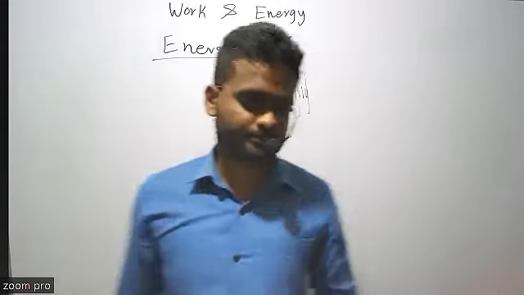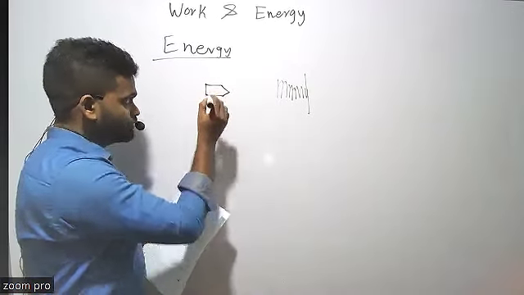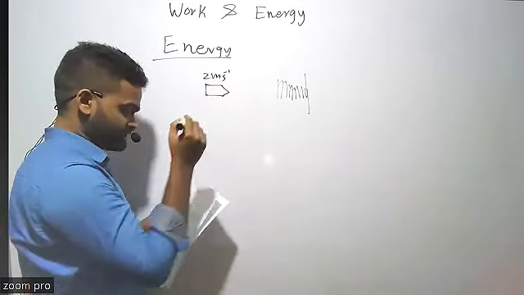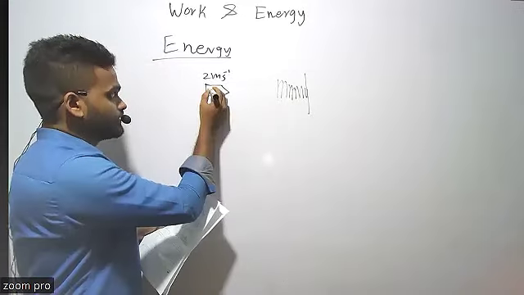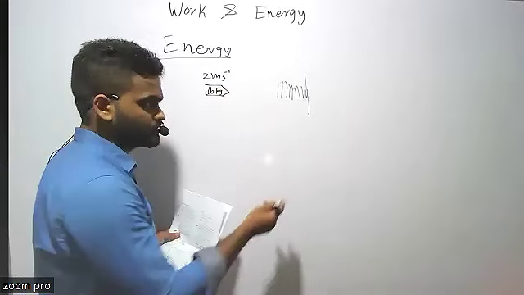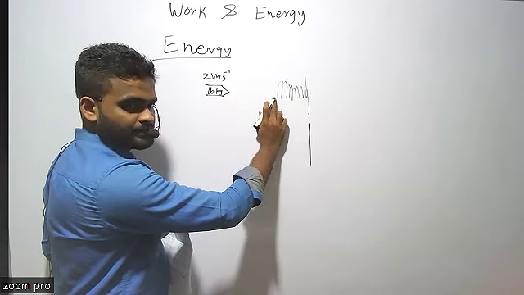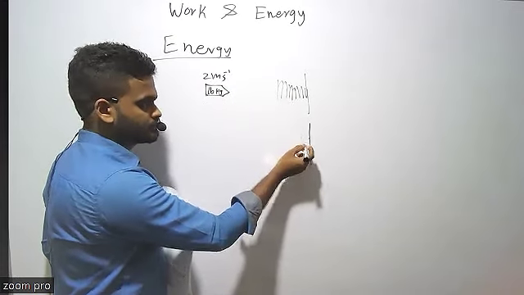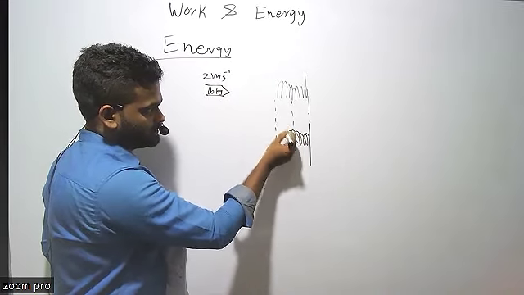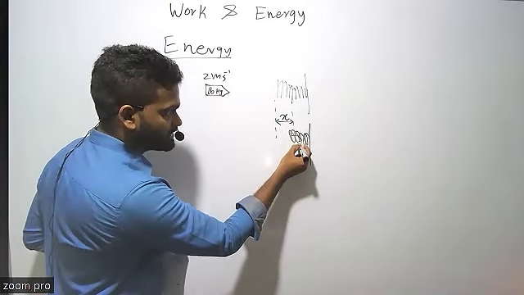You have a spring and you have a bullet moving at 2 meters per second. Its mass is 16 kilograms. So when it hits the spring, it starts compressing. Let's say it compressed by some amount x. Now the bullet is stuck here.